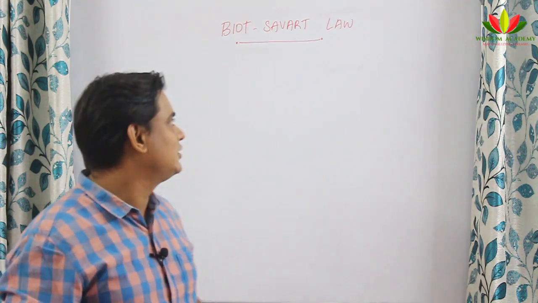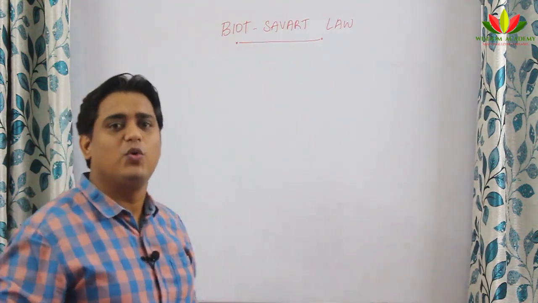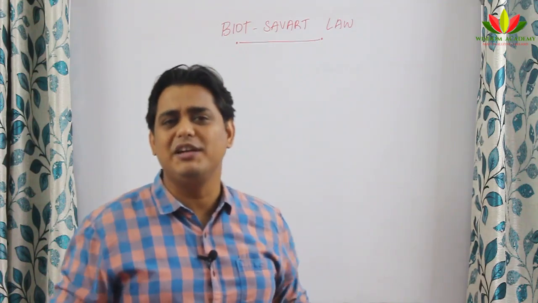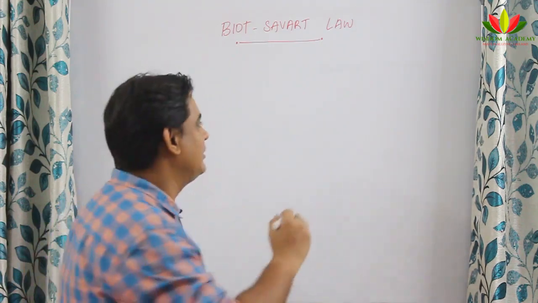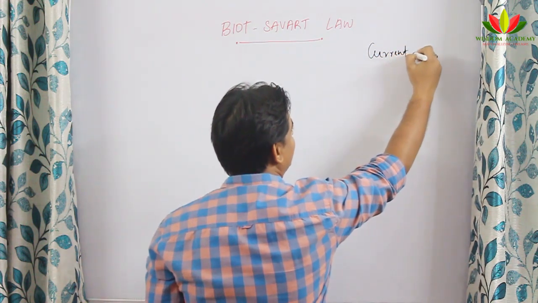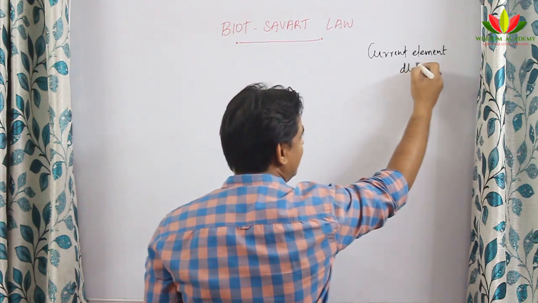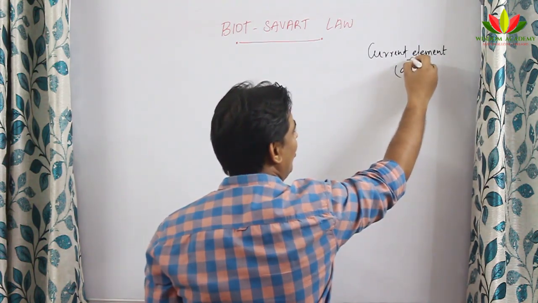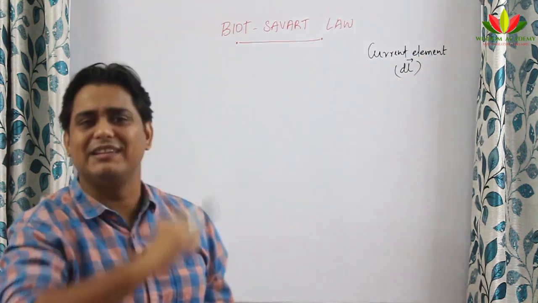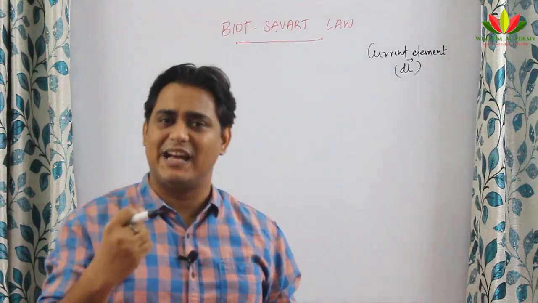In this Bio-Savart's Law, these two are two different scientists who found the magnetic field due to a current element. One important thing to note here is current element. A current element, often represented by dl, is a small portion of length which carries the same current as carried by the complete wire.